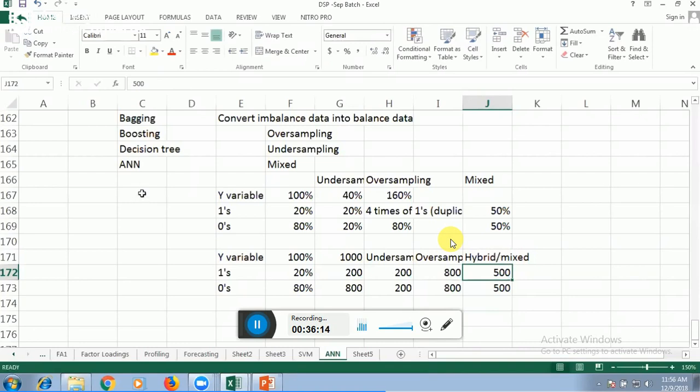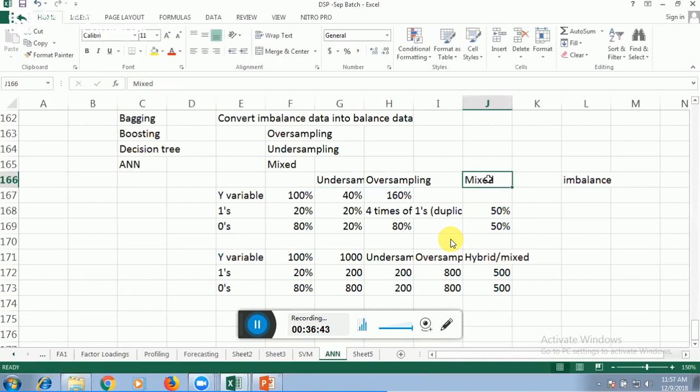Basically, there is a module in Python, the imbalance module, called imblearn. That module will help you to perform undersampling, oversampling, mixed sampling, whatever you want to do. Why do we need this? Because we want to take 0.5 as a cutoff, the threshold. That is one reason.